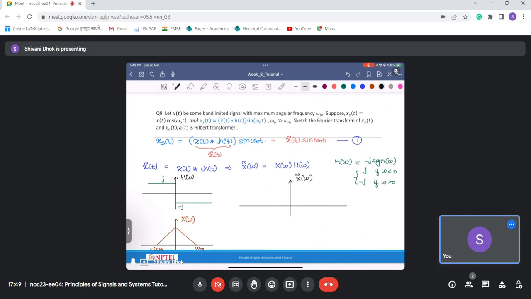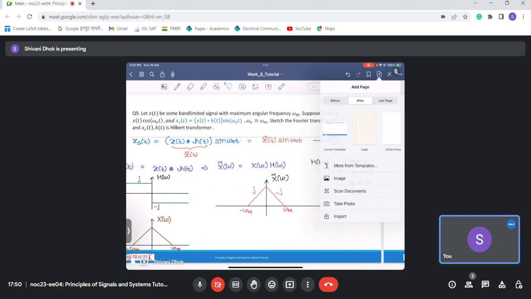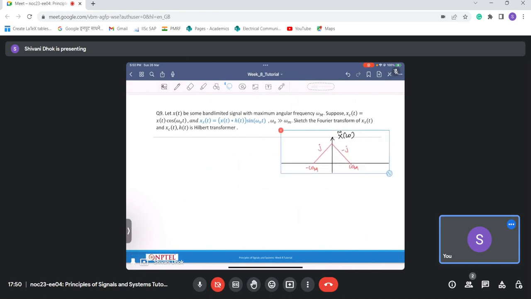which will correspond to the respective multiplications. So what I have here is this factor here and this factor here. This is omega m, this is minus omega m. This negative part is scaled by a factor j, and the positive part is scaled by a factor of minus j. So this is x tilde of omega. Let me carry this forward onto the next page. So this is what we have obtained right now.